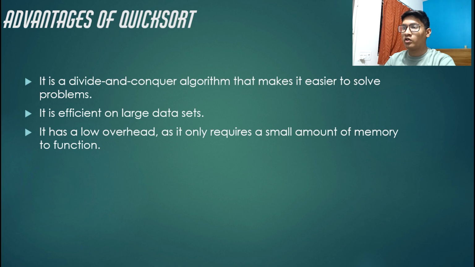Now, what are the major advantages of quicksort? It is a divide and conquer algorithm, which makes it easier to solve problems. It is efficient on large datasets. It has a low overhead, as it only requires a small amount of memory to function. Like I told, it is very good for space complexity.